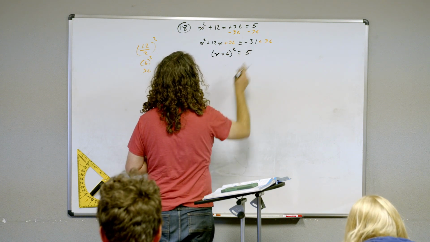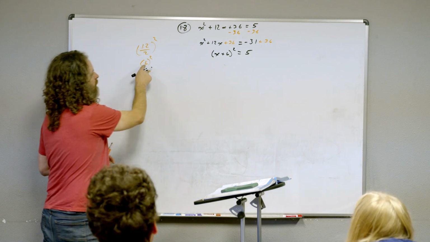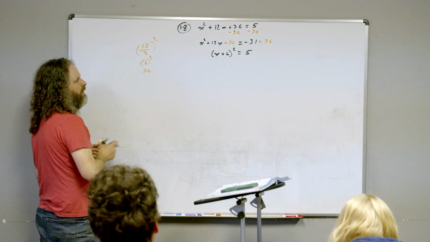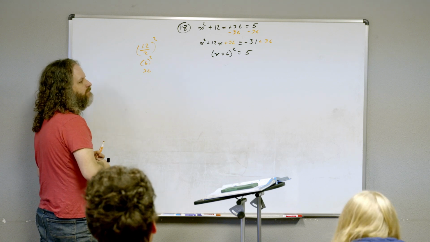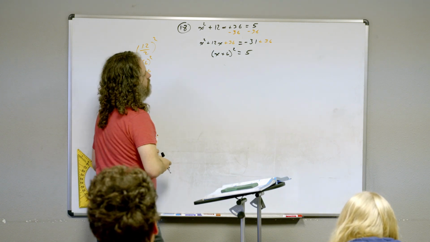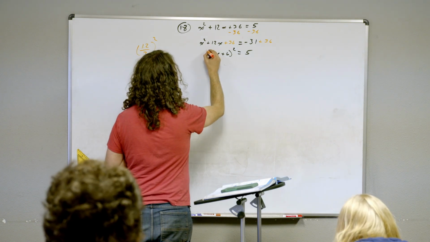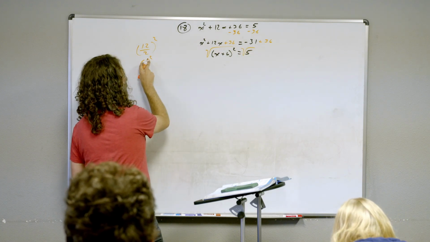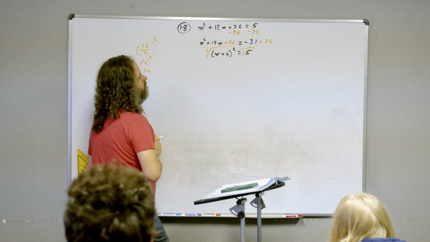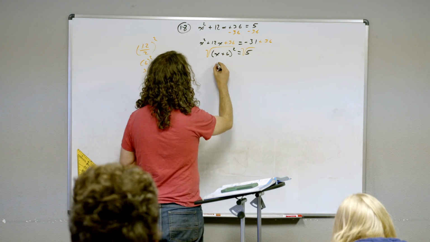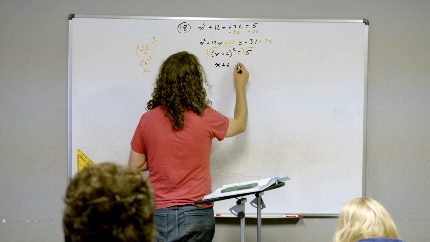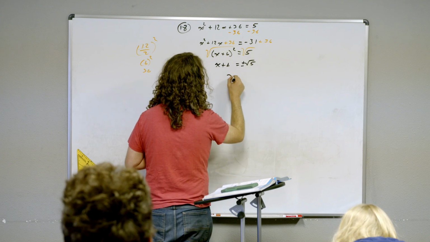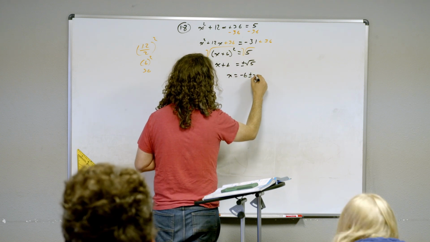Is it always going to be x plus something? It's always going to be whatever, so sometimes this can be negative. Yeah, like we had one like that earlier. So I guess it would be like plus negative. This one will never be negative, but this one could be. So x plus 6 equals plus or minus the square root of 5. x equals negative 6 plus or minus the square root of 5.